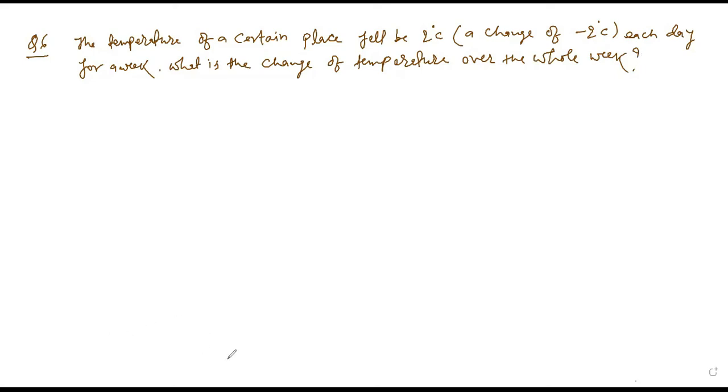In our solution, see, the question is the temperature of a certain place fell by 2 degrees centigrade. To solve this question, we can use the number line. Sir, so we don't need to write the language? Okay, just first see, each day.